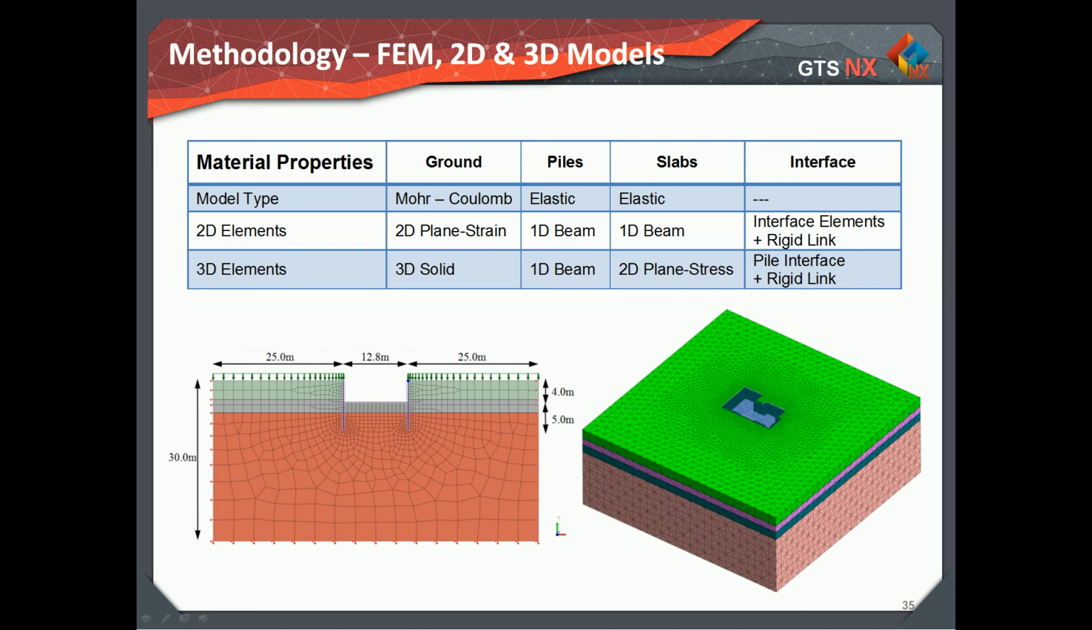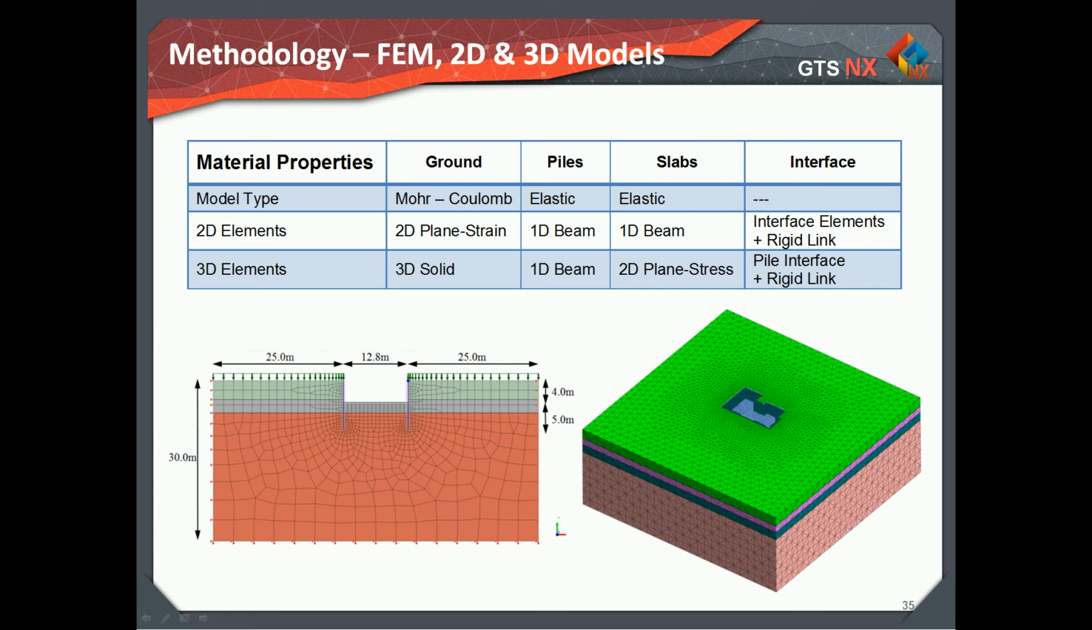In 2D FEM, soils are modeled as 2D plane strain elements along with 1D beam elements for piles and slabs with their section property set. Slabs are modeled as 1 meter wide strut in 2D environment. In 3D FEM, all soil models are modeled as 3D solid.